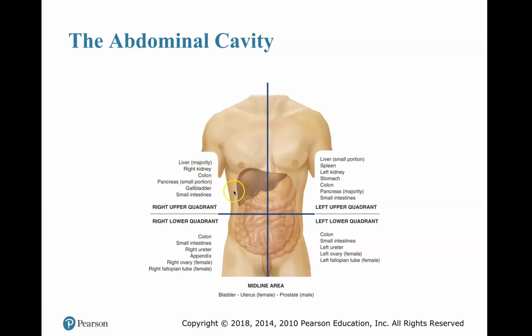But you need to understand, I'll just read the right upper quadrant, that the majority of the liver is in here. The right kidney is there. The colon is there. A small portion of the pancreas is there. The gallbladder, that little green thing right there, is there. And the small intestines. Okay? But also, down here it says small intestines as well. Over here it says small intestines. Over here it says small intestines. Because we know small intestines is in all 4 quadrants. That would be a smart assumption. Okay, so look at that, study it. All these figures you need to study, because you're going to have to know where they're at, especially on the test.